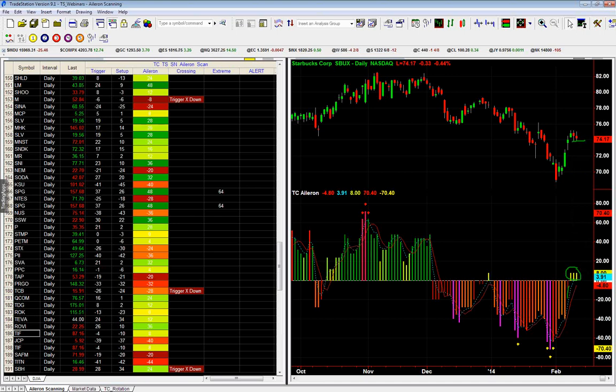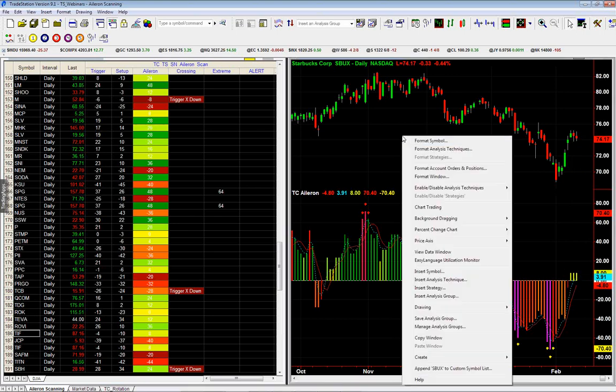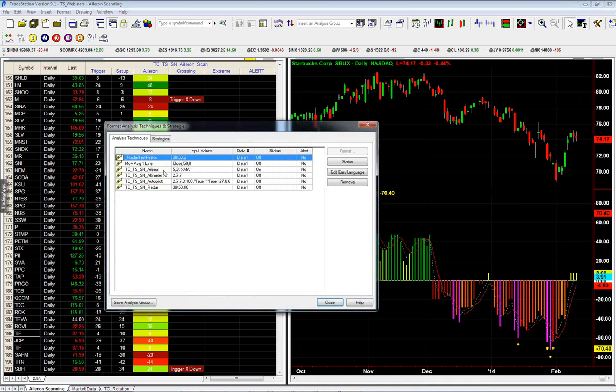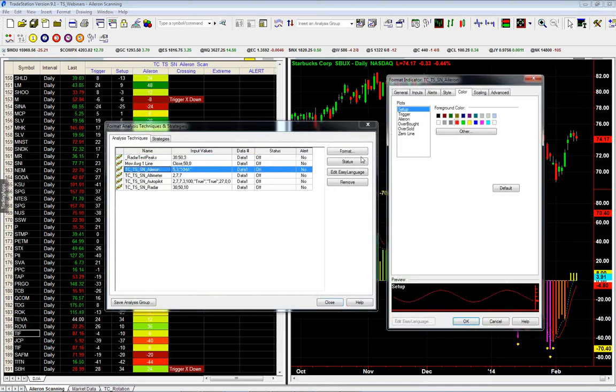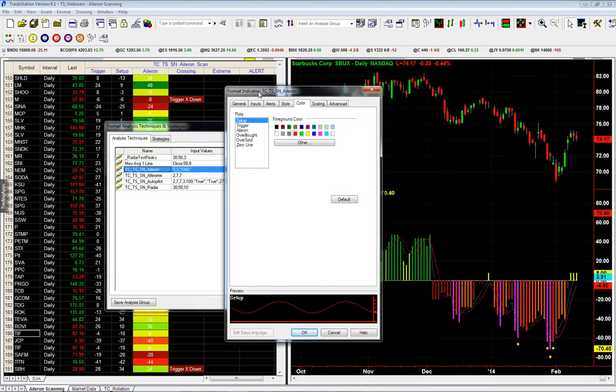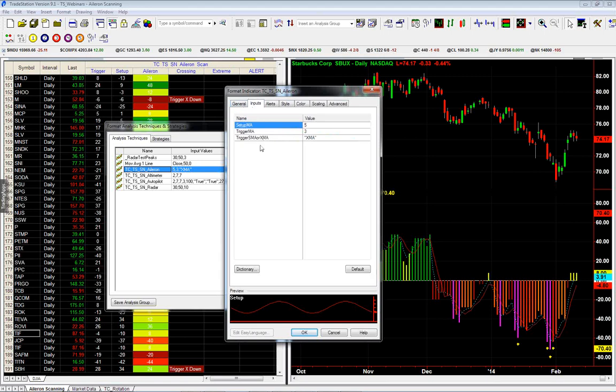Now let me show you some of the settings that you can look at. So let's take a look at when you open up the Aileron. You should be able to see this. Here are your inputs. The first input that you have is the setup MA. Again, all of this is detailed very well in the user guide that you can pick up over at TriggerCharts.com. You can also look at this on TradeStation. When you go there, there's a PDF that you can download.